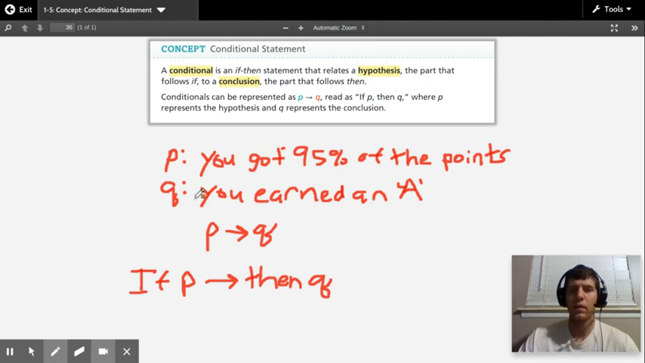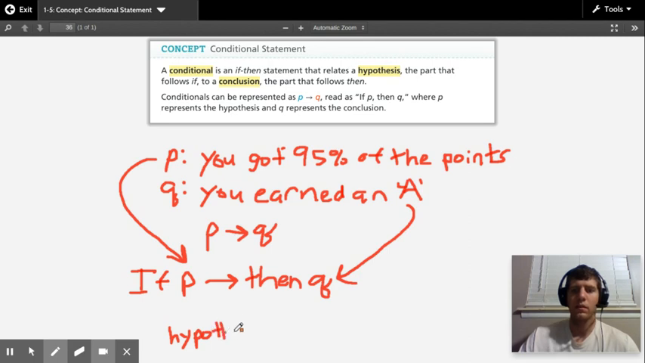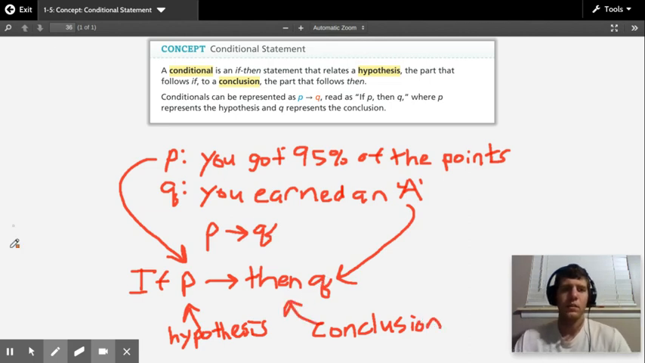So if you got a 95% of the points, then you got an A. This is our hypothesis, the if part of this. So if you got 95% of the points, that's our hypothesis. And then the conclusion is your then statement. So if you earn 95% of the points, then you get an A. That's Q.